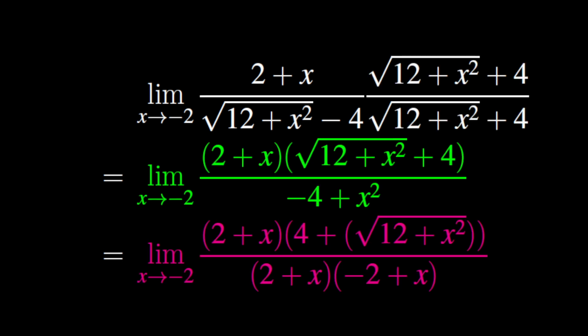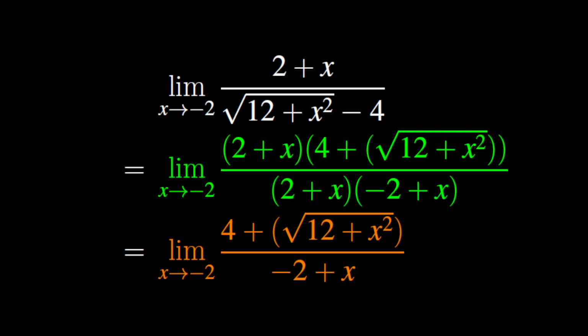The problem becomes: the limit as x goes to minus 2 of the quantity (8 + 4x + (2 + x) times the square root of (12 + x²)) over the quantity (minus 4 + x²).